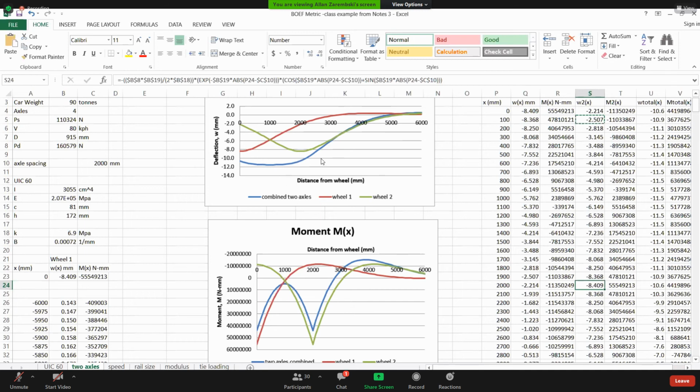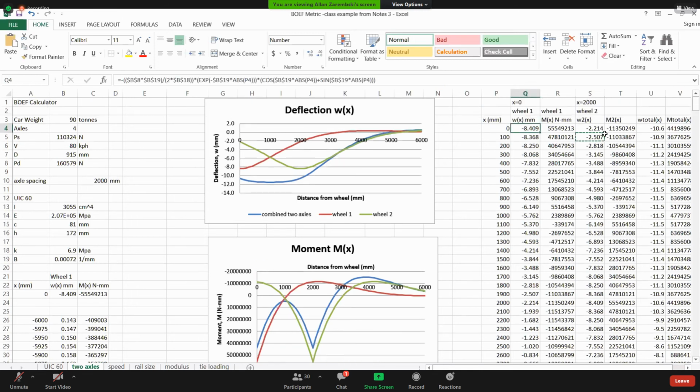So to get my combined curve, all I do is add wheel 1 to wheel 2. And that's wheel total over here. So there's wheel 1, minus 8.4. There's wheel 2, minus 2.2. There's the combined minus 10.6. So I've basically just added all these points. This is for a modulus of 6.9 megapascals.